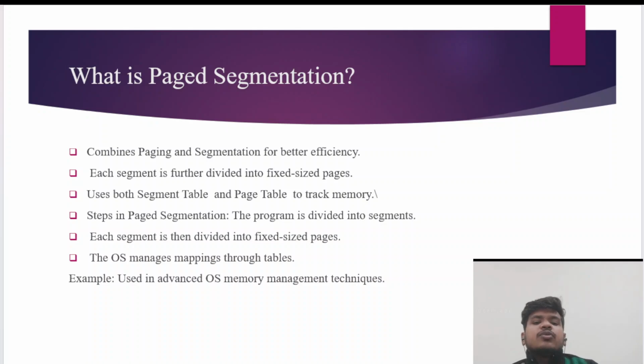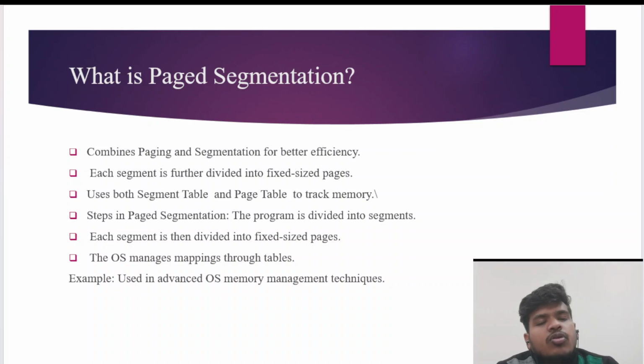Now, think of a large book series, like Harry Potter. There were 8 volumes, I think, where each volume, volume one, volume two, volume three, is divided into chapters. So, think of the volumes like the segments and the chapters in the volume like the pages. So, how do we do paged segmentation? Firstly, the program is divided into segments. Then those segments are further divided into pages. The OS will maintain both a segment table and a page table for the lookups.